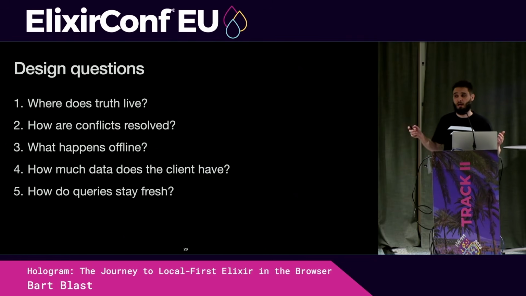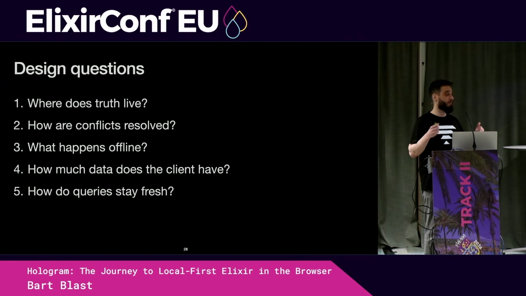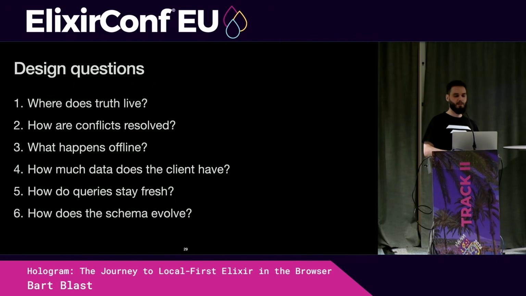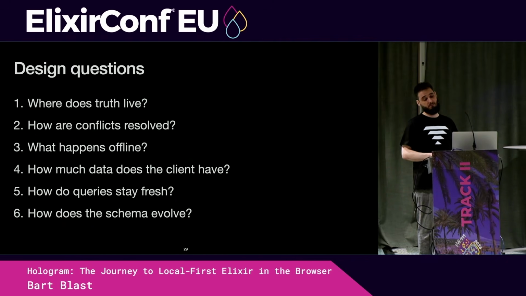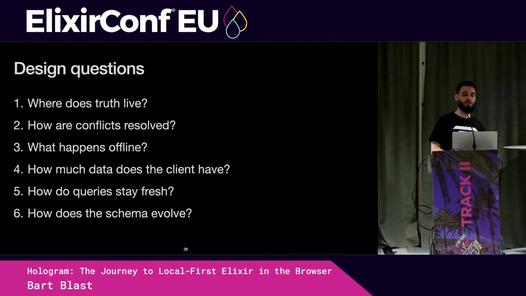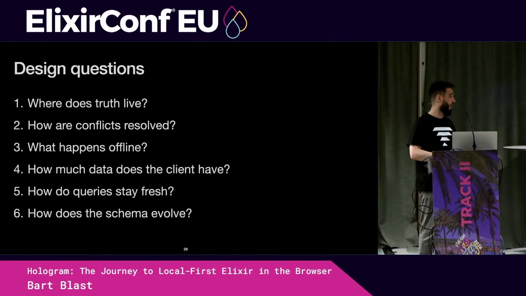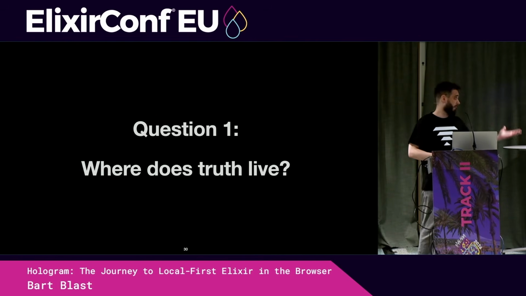5, how do queries stay fresh? We run them every time, update them incrementally as data changes? 6, how does the schema evolve? Add a column, change a type, rename a field. What breaks? Every product picks differently across all 6. I'll dig into a few. Take the first question. Where does truth live?